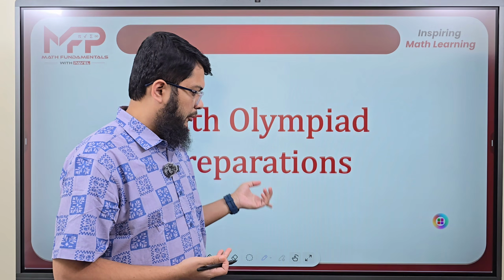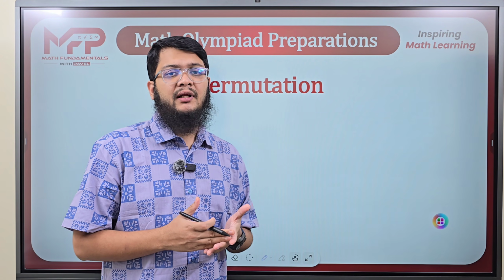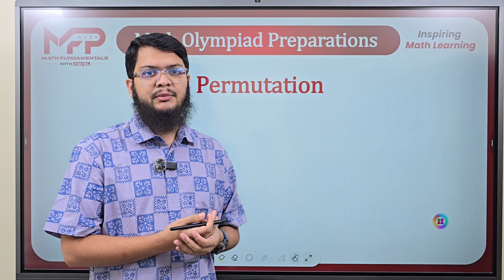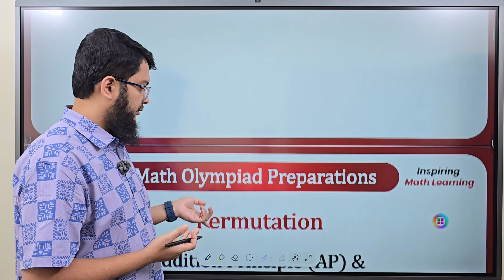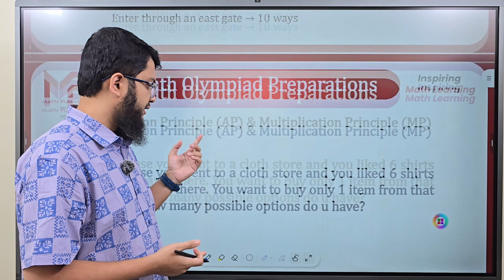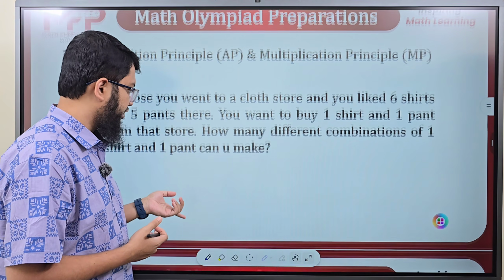So we are doing permutation. This is the second lecture on permutation. In the previous lecture, we already learned about the basic concepts of addition principle and multiplication principle. That is, when we need to do the addition and when we need to do the multiplication. So these were the concepts. Today we will solve a few more questions related to the concepts of addition principle and multiplication principle.